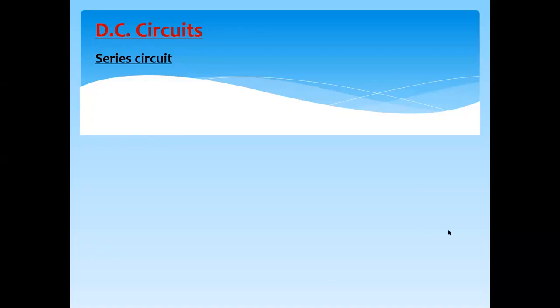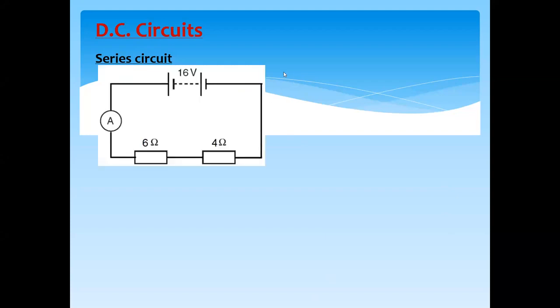A DC circuit can be a series, it can be a parallel, or it can be a combination of series and parallel. So for example, we have a 16 volt supply, which is connected to two resistors, 6 ohm and 4 ohm, which are in series. So as they're connected in series, which quantity will be the same for both resistors?